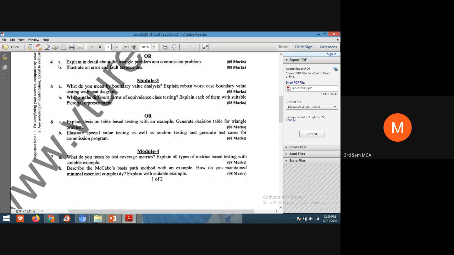Module 4, what do you mean by test coverage matrix? Explain all types of matrix based testing with suitable examples. So we have a diagram, we have a table, so based on the table you have to explain this. Describe McCabe's basis path method with an example. How do you maintain the minimal essential complexity? Explain with a suitable example. So based on the path, the DD path, you have to explain this.